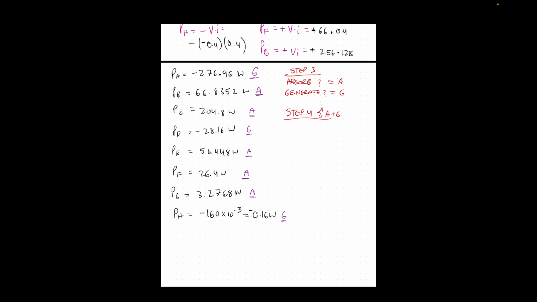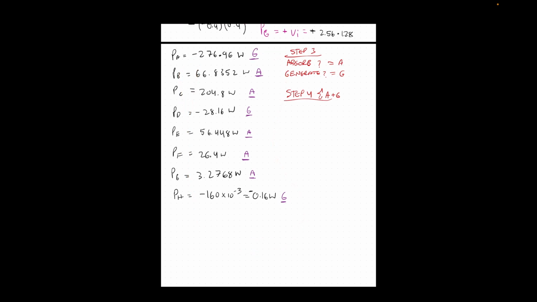We're going to sum all our absorbing elements plus our generating elements. This means that I'm going to literally take all of these values and sum them. Upon doing that, I get 52.48 watts. Now, what does this look like?